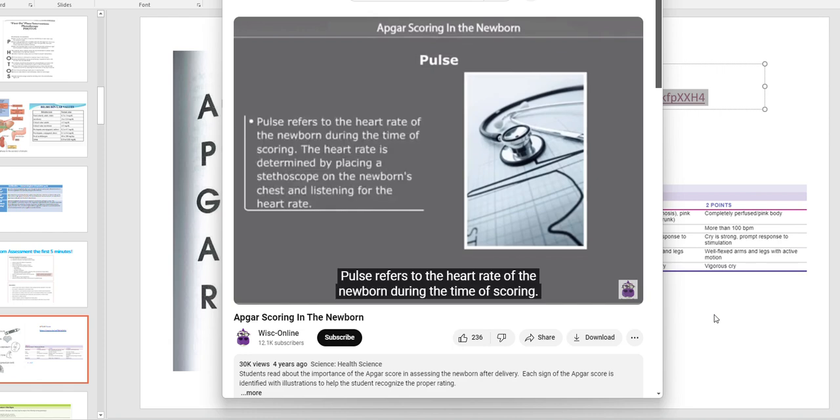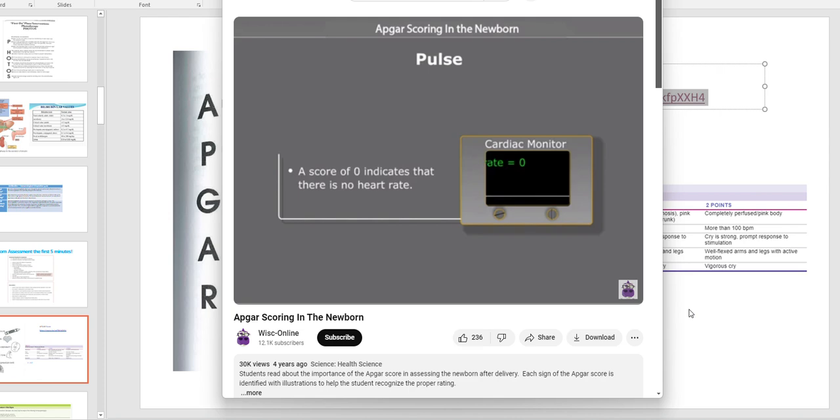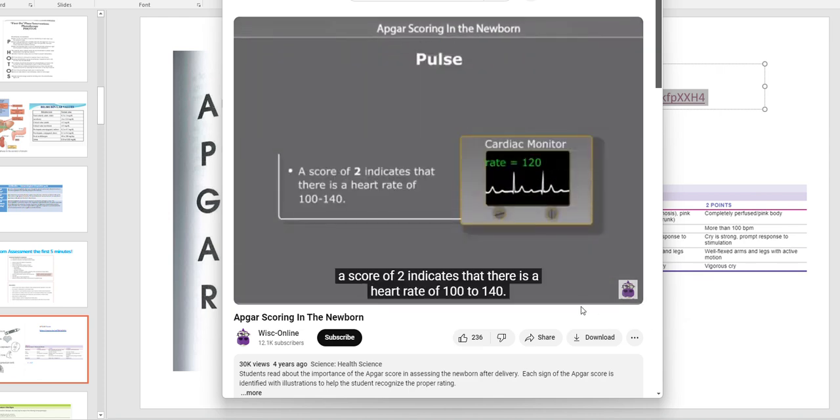Pulse refers to the heart rate of the newborn during the time of scoring. The heart rate is determined by placing a stethoscope on the newborn's chest and listening for the heart rate. A score of 0 indicates that there is no heart rate. A score of 2 indicates that there is a heart rate of 100 to 140.